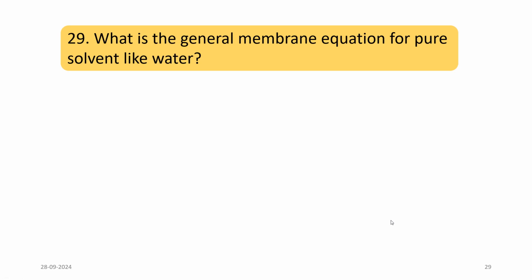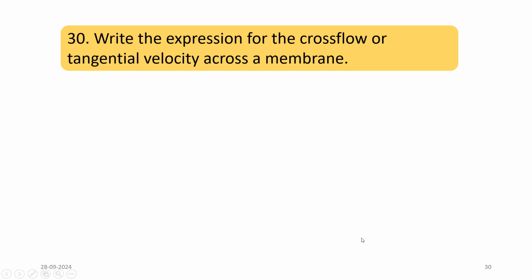The general equation for flux, in any case, is J = (ΔP − Δπ) / (μ(Rm + Rc)).